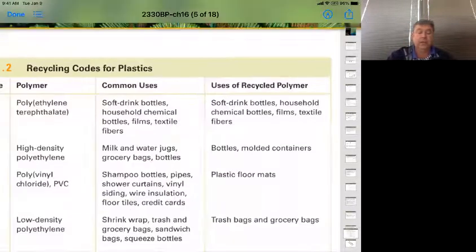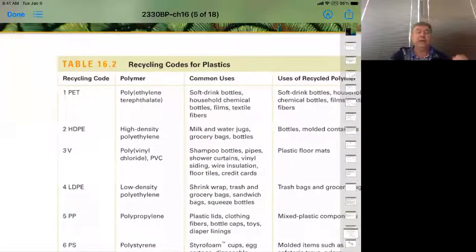Okay. So the next one is recycle code number 2. Recycle code number 2 is high density polyethylene. Okay, and that's mainly used for milk or water jugs where you start to see it starting to be a little opaque, but you can still see through it a little bit. Grocery bags are high density polyethylene, sorry. Oh, no, trash and grocery bags are low density as well, good.